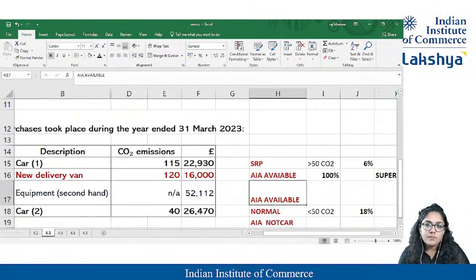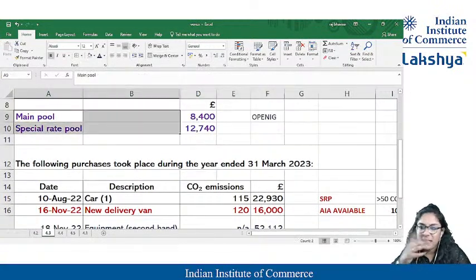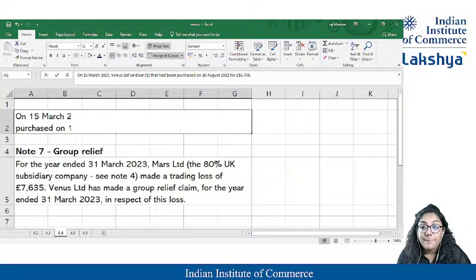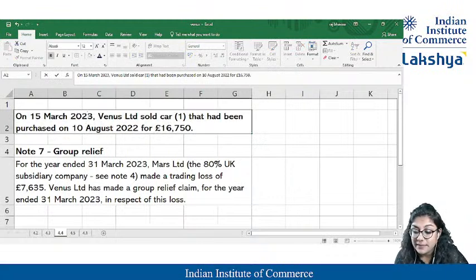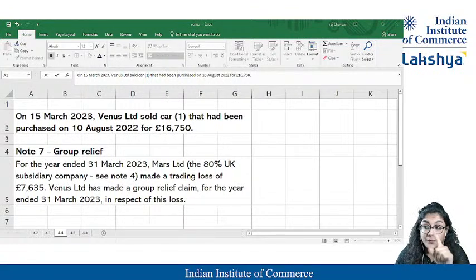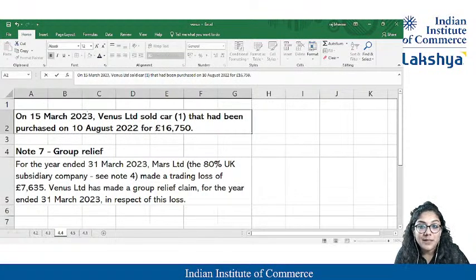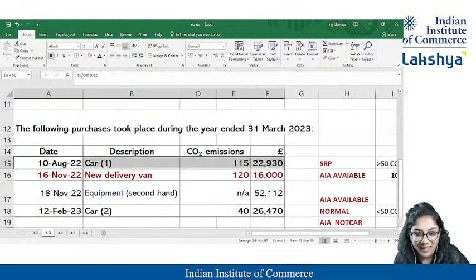So reading this, I understood that these are the purchases we have taken. This is the opening balance. Anything else they have given? Yes, guys. Please take these things into consideration. It's very important. On 15th March 23, my year starts from 1st April till 31st March, so 15th March is in that current year. Venus Limited, my company, sold car 1. Sold also, though purchased on 10th August.